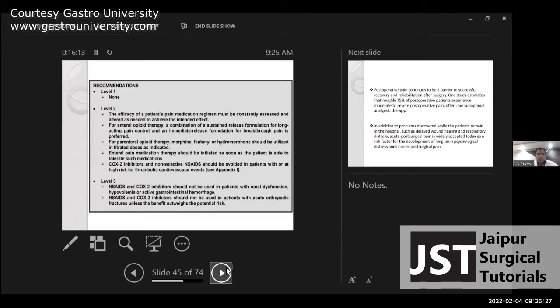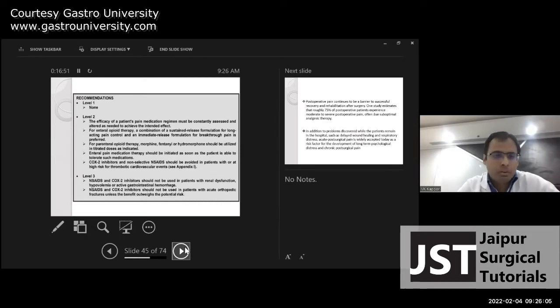I have taken certain recommendations from a reputed journal, which says that in level 2 pain, the efficacy of the pain medication regime must be constantly assessed and altered to achieve the intended effect. For enteral opioid therapy, use a combination of a sustained release formulation along with an intermediate release formulation. But it can be applied generally also. Whenever a patient is admitted to us, we should give a sustained release, longer acting medication. If it is working fine, it's okay. If it is not working fine, we should also give intermediate release tablets along with it so that the patient has complete pain relief during his hospital course.